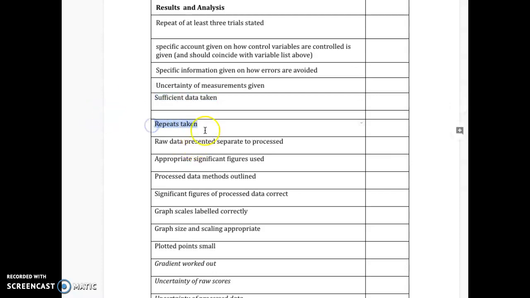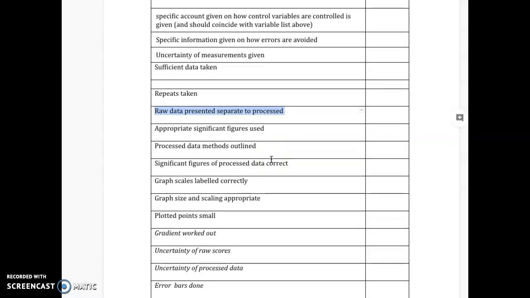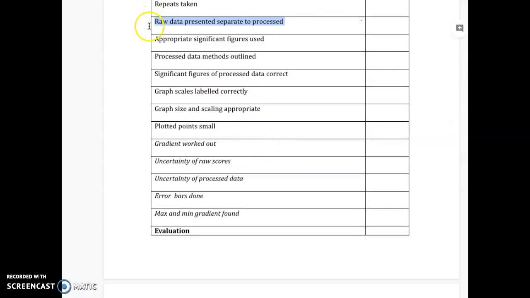You've taken repeats. You've separated your raw data from your processed. You've used the correct number of significant figures. You've stated how to process your data methods. The number of significant figures of the processed data are correct, right? So I've mentioned that before. Your graph scales are labeled correctly. The size and scaling is appropriate.